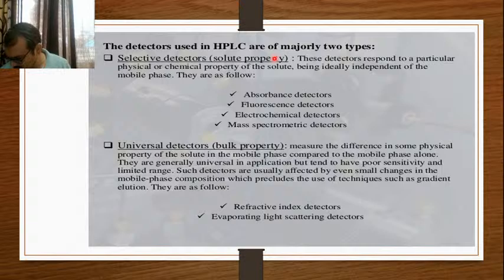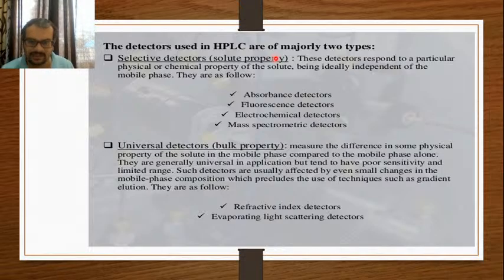Yeah, not causing disruption of an analyte or destruction of the material. You can use it again, non-destructive in nature. The analyte which goes through the detector system has not been affected by the detector signals, and you can reuse it again. That means it does not cause a destruction of your analyte system. Okay, good. So there are selective detectors or solute property detectors, and universal detectors or bulk property detectors.